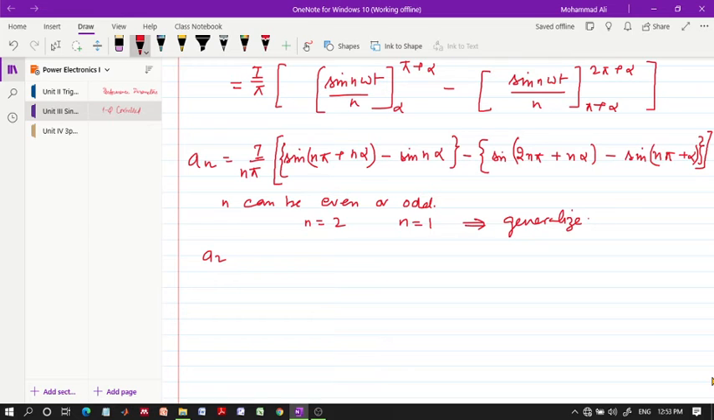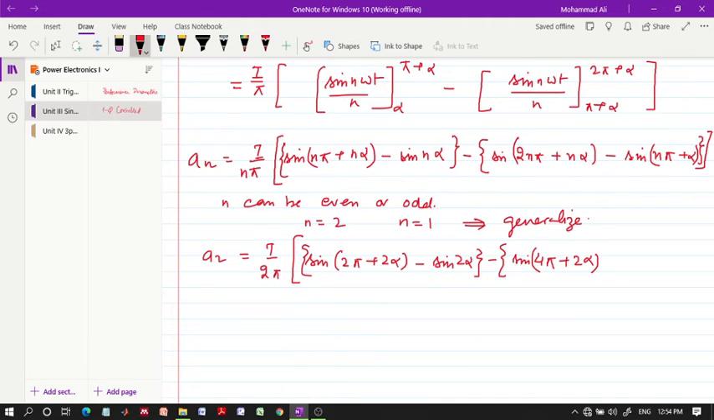So this will become i upon 2 pi. And what should be inside of this? This is what is important. This will become sine of 2 pi plus 2 alpha minus sine of 2 alpha, minus sine of 4 pi plus 2 alpha, minus sine of 2 pi plus 2 alpha.